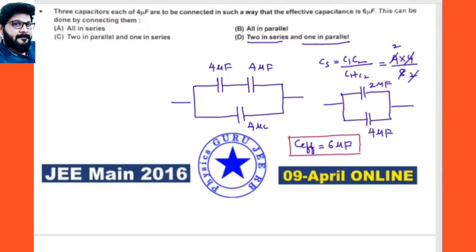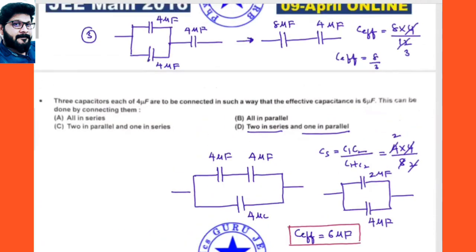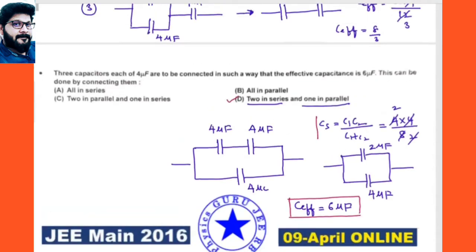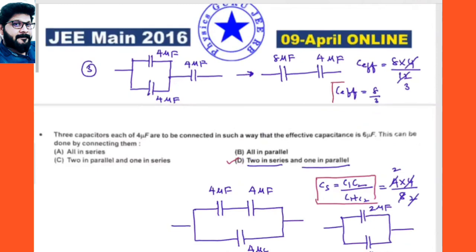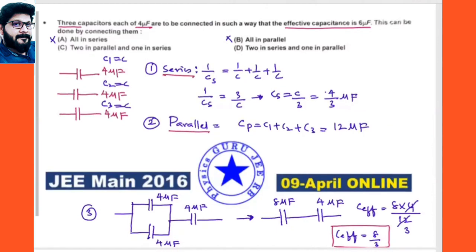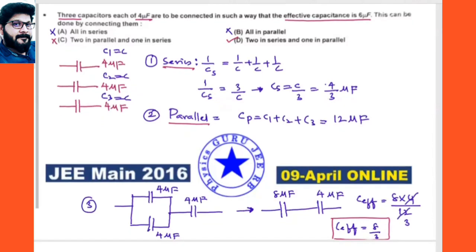Is this clear? 6 microfarads. So the correct option is D. Hope this is clear. Any doubts, let me know. I will proceed. C effective for the C option, we got this one. The first case was series, the second case parallel, all in parallel. So D will be the correct answer. C is the wrong answer. Hope this is clear to all. Everybody, any doubts, let me know.